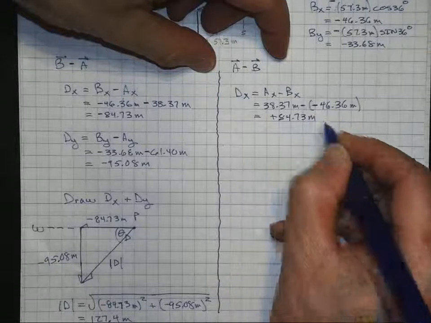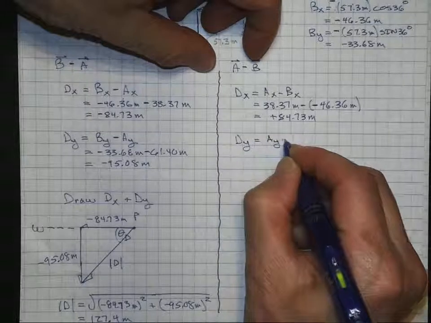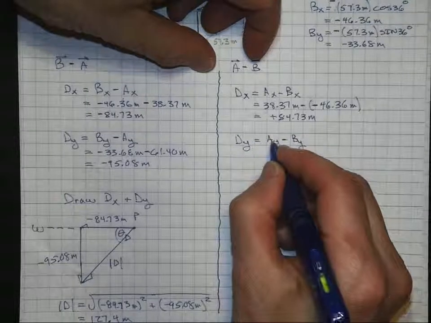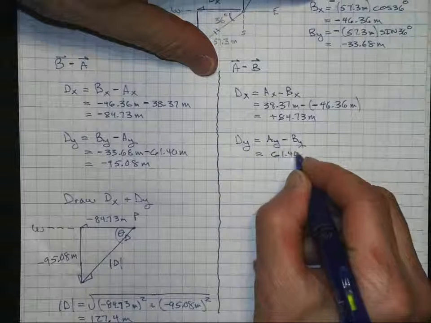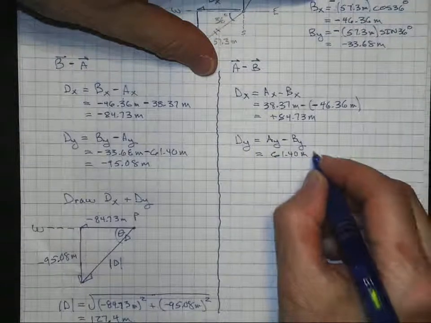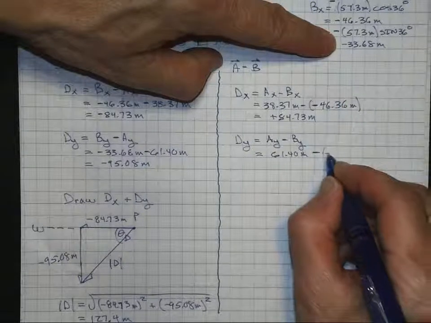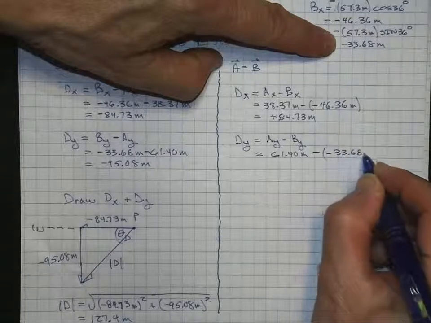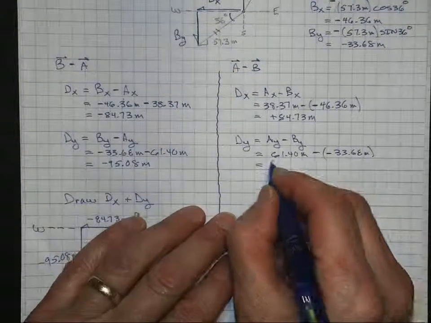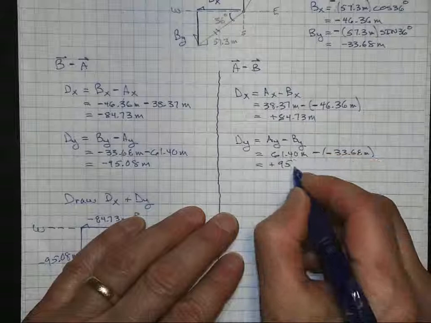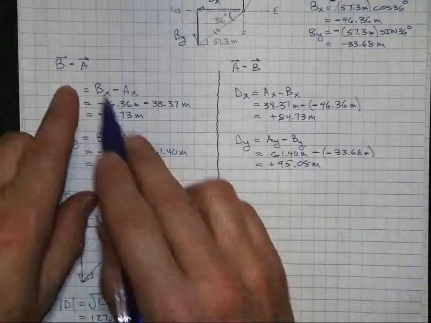84.73 meters. Let's find dy, which will be Ay minus By, the y component of A minus the y component of B. And Ay, everybody, is 61.40 meters. And we're going to subtract from that By, but that's a minus, so it's going to be minus a minus 33.68 meters. So again, we're adding because we are subtracting a negative, and we will get a positive 95.08 meters.